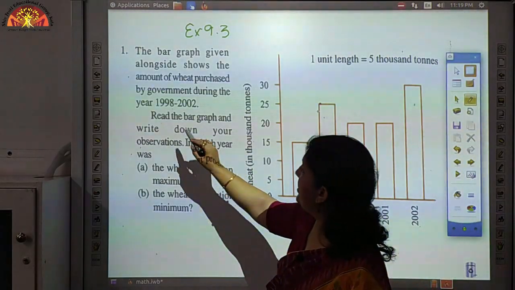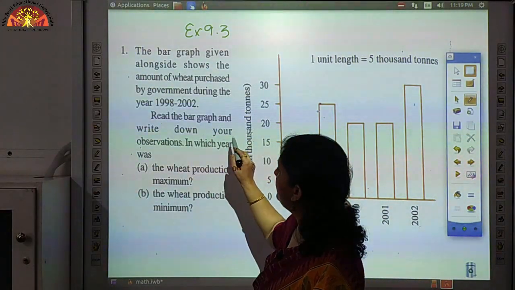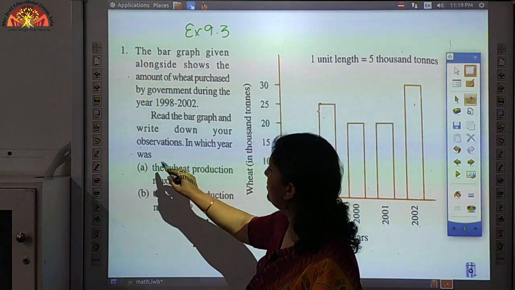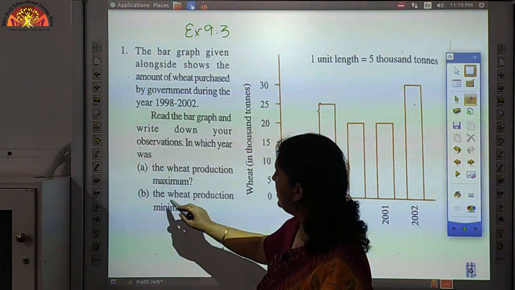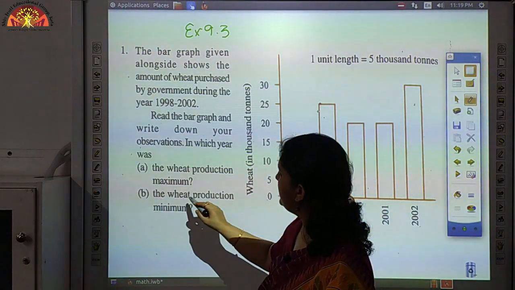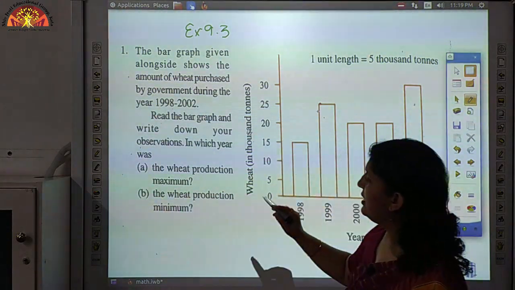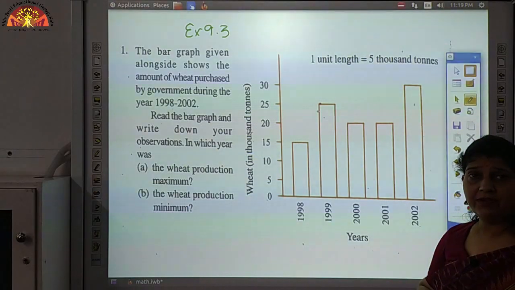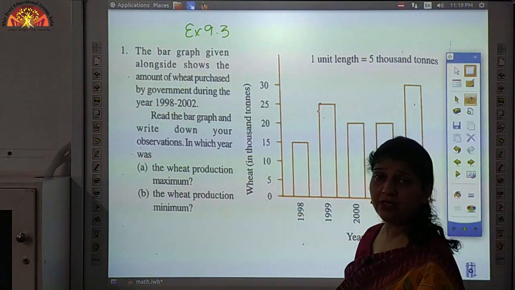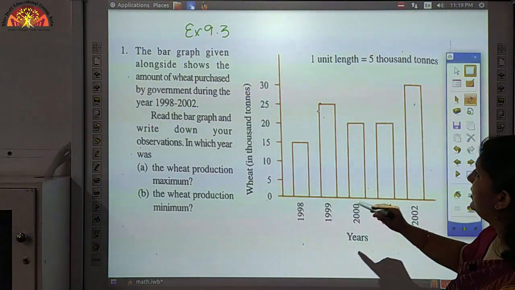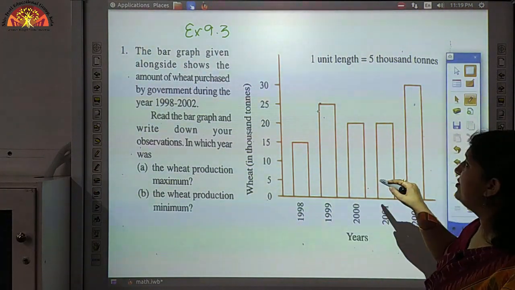Understood? Now read the bar graph and write down your observations. In which year was the wheat production maximum, and in which year was the wheat production minimum? In the first question you have to tell when the wheat production was maximum and in which year it was minimum. Now observe this graph first.